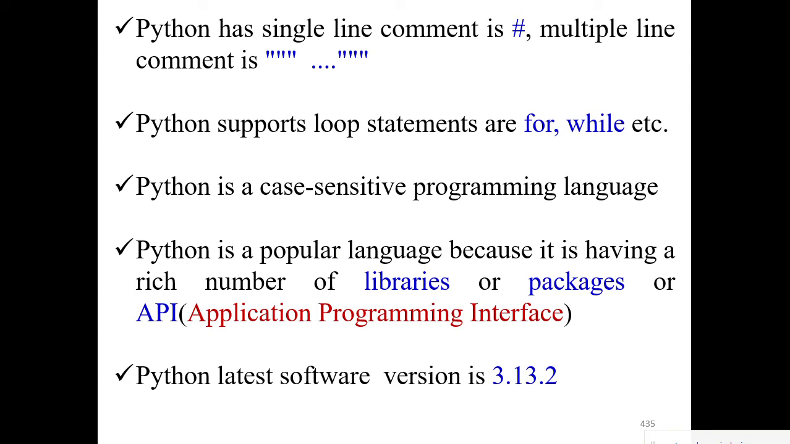Python supports mathematical operations: addition, subtraction, multiplication, division and modulo division. Python has single line comments using hash. Multi-line comments use triple quotes followed by triple quotes. Python supports loop statements like for, while, etc. Python is a case sensitive programming language because the ASCII value of capital A is different from that of small a. Python is a popular language because it has a rich number of libraries, packages or APIs, application programming interfaces.